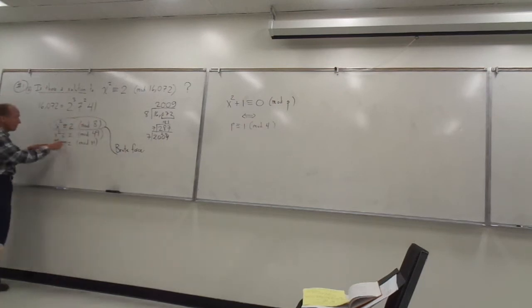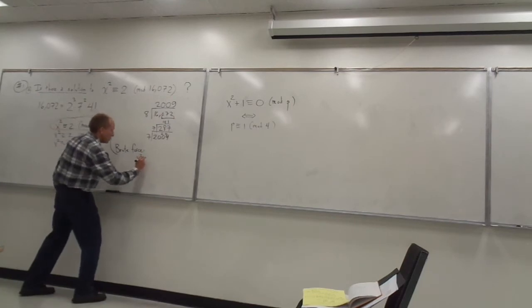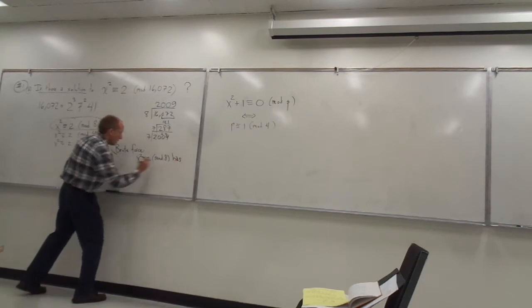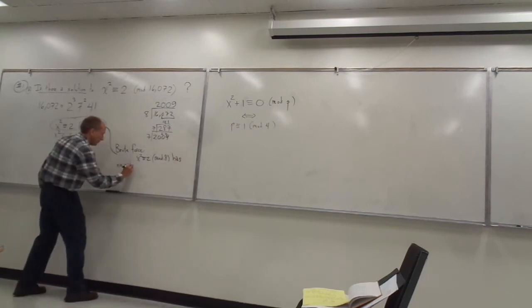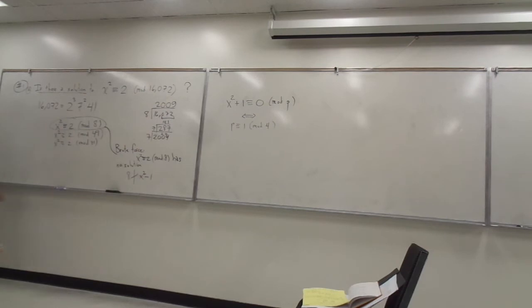Why didn't I check everything up to 40, 41? Well, it's because it would take too long, right? Let's just check mod 8. By brute force, x squared congruent to 2 mod 8 has no solution. In other words, what does that really mean? It just means that 8 does not divide x squared minus 2.